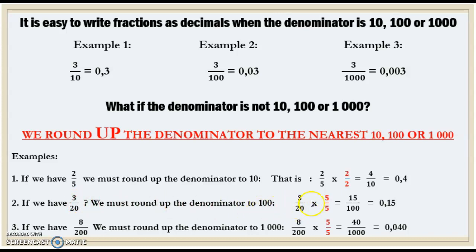Number 2, if we have 3/20ths, we must round up the denominator to 100, and we do that by multiplying the denominator by 5. What we do to the bottom, we do to the top. 20 times 5 is 100, 3 times 5 is 15. 15 hundredths is 0,15. Number 3, if we have 8/200ths, we must round up the denominator to 1000. We do that by multiplying the denominator by 5. What we do to the bottom, we do to the top. 8 times 5, 40. 200 times 5, 1000. 40 thousandths is 0,040.